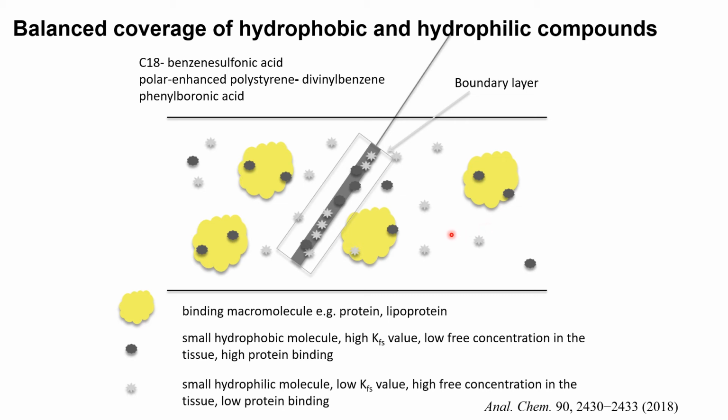This is due to the fact that although hydrophobic analytes have higher affinity towards the fiber, they also have higher affinity towards the matrix component. So there is this competition of the matrix component. For hydrophilic analytes, we don't have a competition, but have a lower K value. For hydrophobic, you have a competition and you have a higher K value.